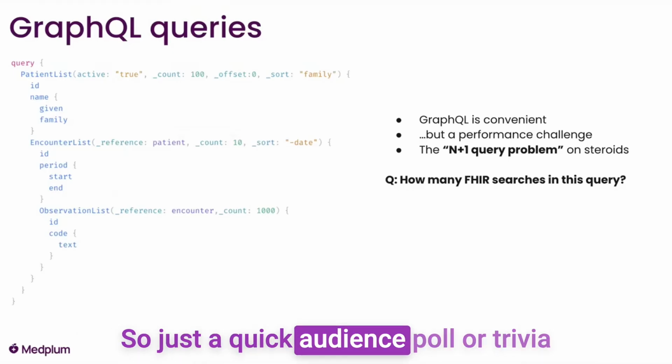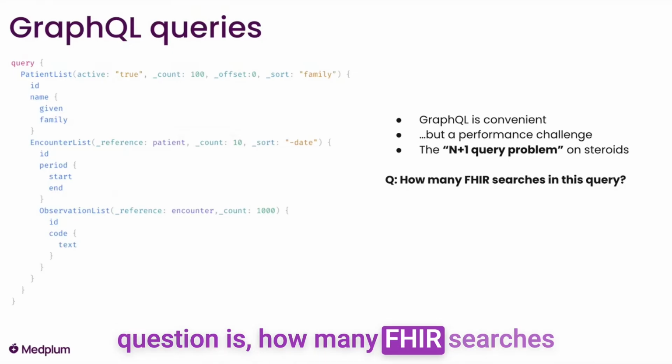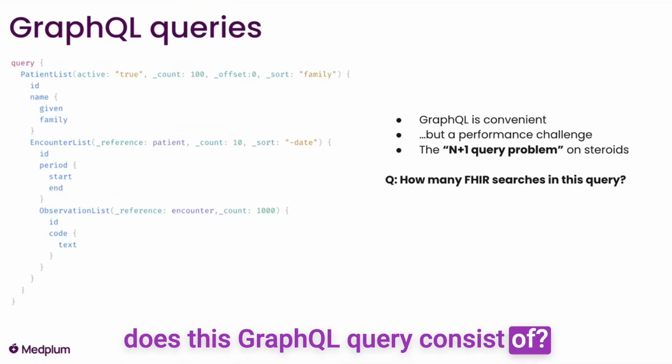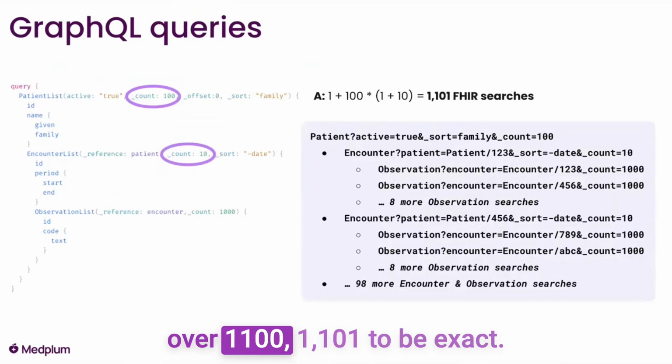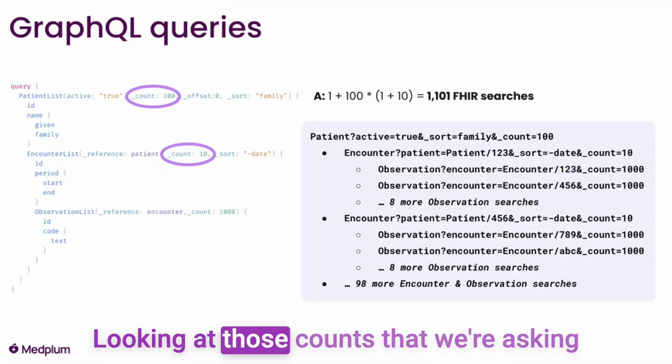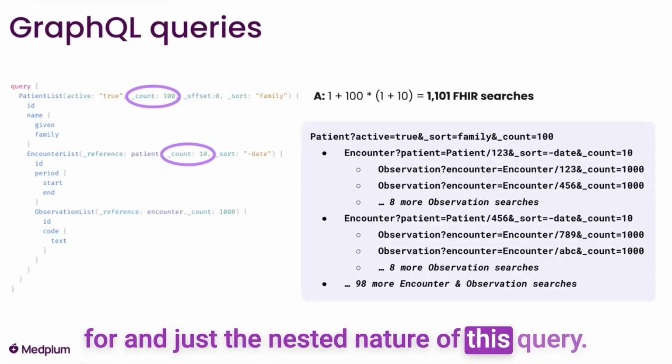So just a quick audience poll or trivia question: how many FHIR searches does this GraphQL query consist of? A spoiler: the answer is over 1,100, 1,101 to be exact, looking at those counts that we're asking for and just the nested nature of this query.